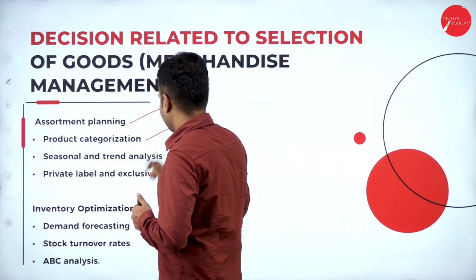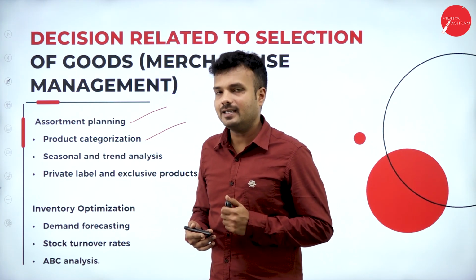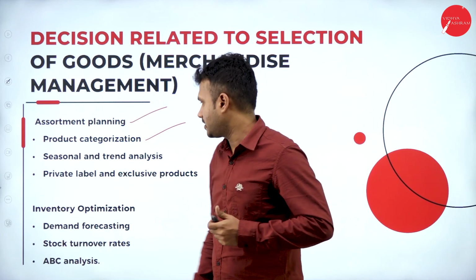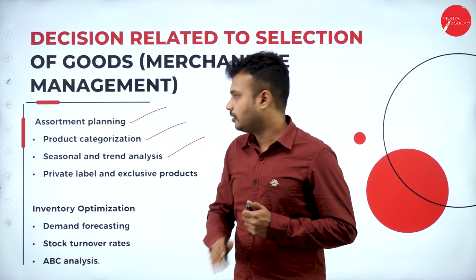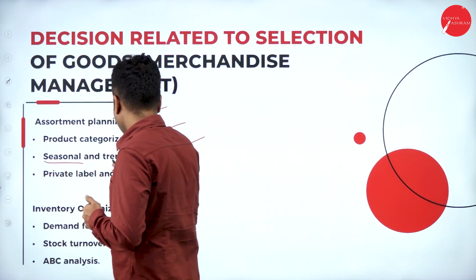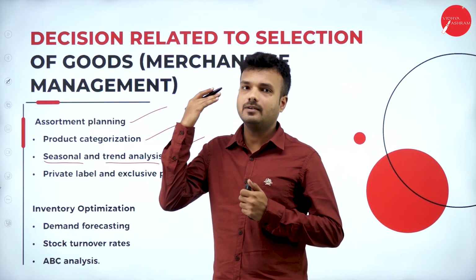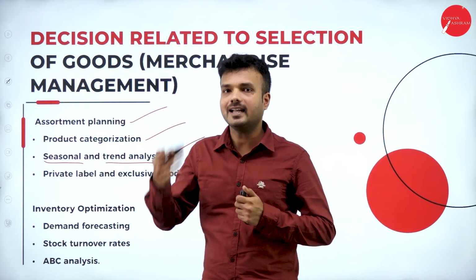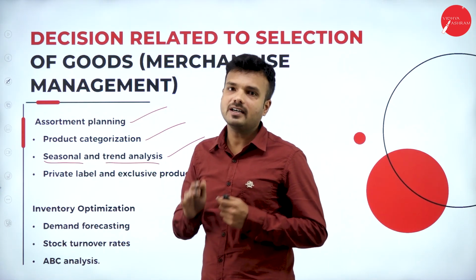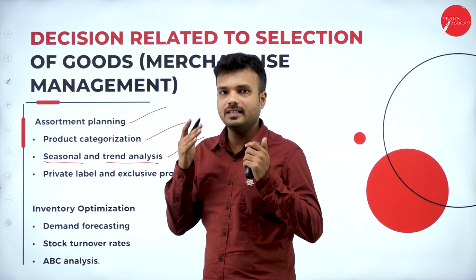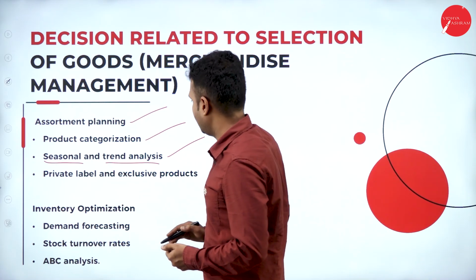Product categorization. We are supposed to categorize the product based on the demand, based on the season, right? It may be durables or perishables. Seasonal and trend analysis. It is the obligation of the retailer to go with seasonal analysis and trend analysis. As I said, during the summer, the retailer may prefer bulk quantities of cool drinks and ice creams. And for trend analysis, the retailer must be aware of the current trend of the market. Based on the trend, he must sell the product.